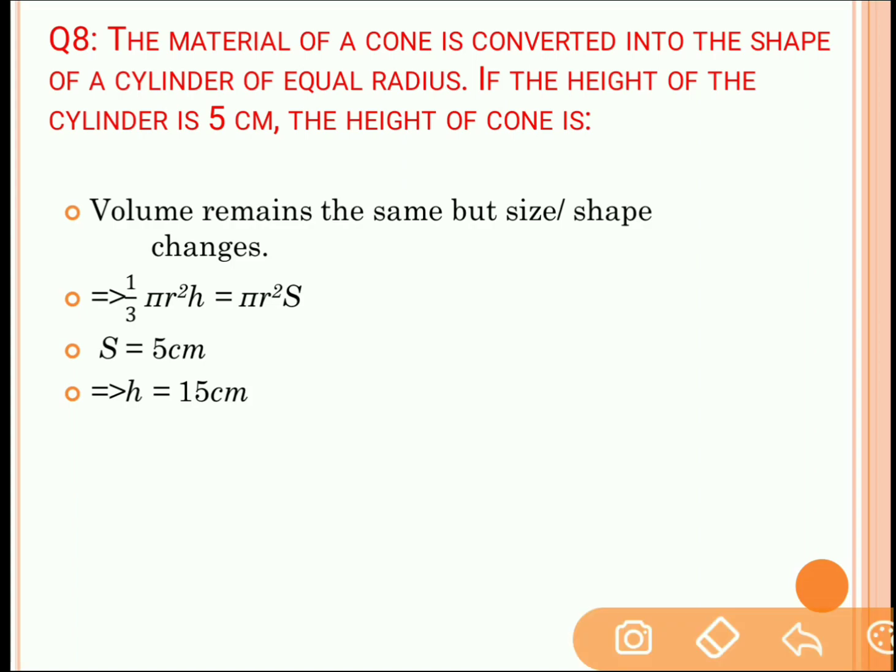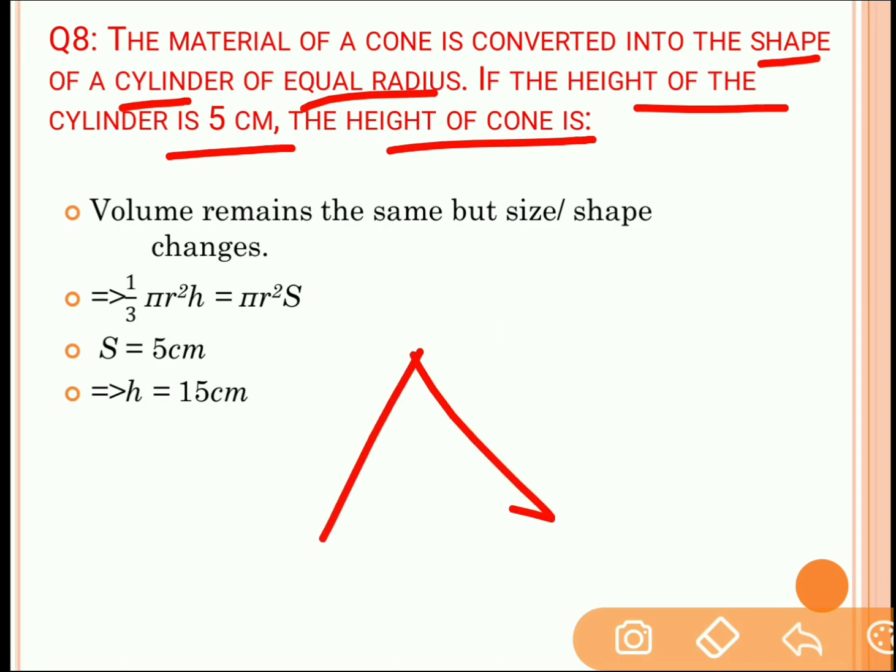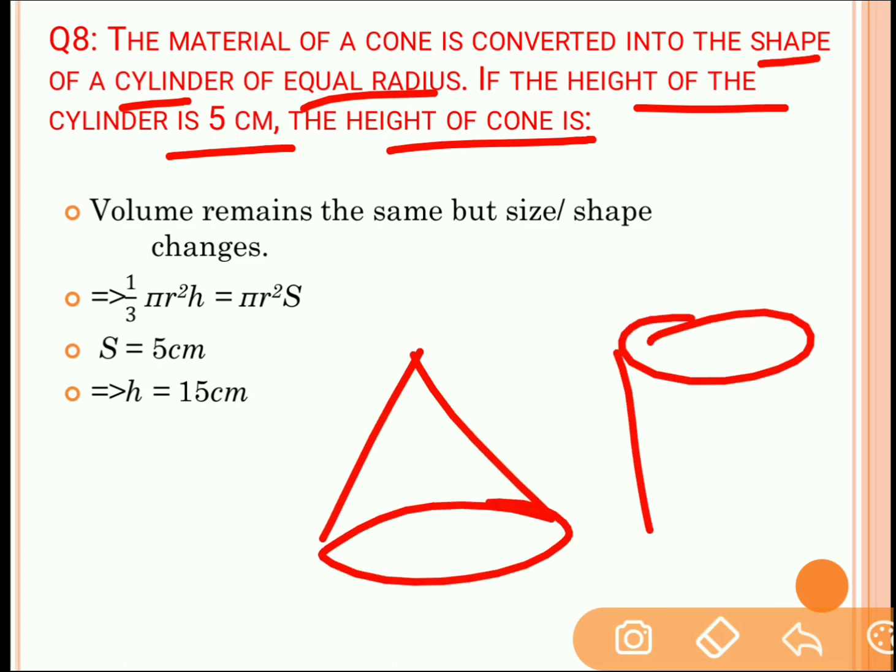Next, question number 8. The material of the cone is converted into the shape of a cylinder of equal radius. If the height of the cylinder is 5 cm, find the height of the cone. Now the cone is converted into the shape of the cylinder, so the volume of the cone will be equal to the volume of the cylinder, because this cylinder is made from this cone. So we need to equate the volume.